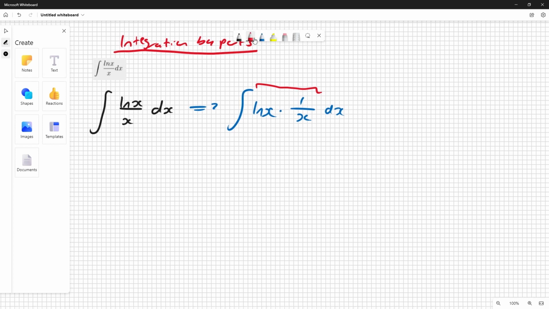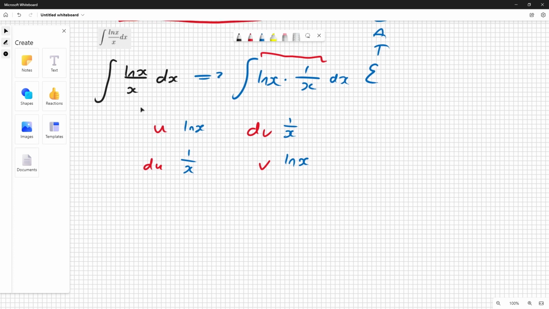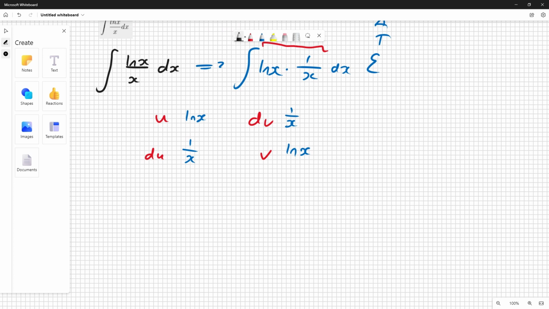So we'll set up our u dv, du v. The u in this case would be the ln x, and the dv is 1 over x, using LATE: logarithms before algebra. Differentiating log x, we get 1 over x, and integrating 1 over x, we get log x. Looks a bit strange, but we'll keep going. So the way you do it is u times v.